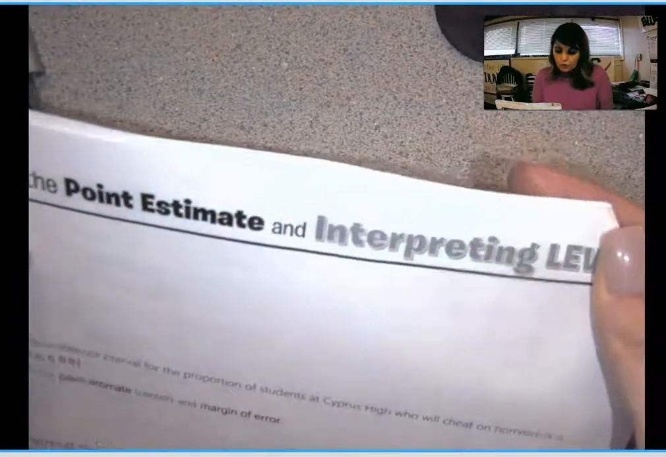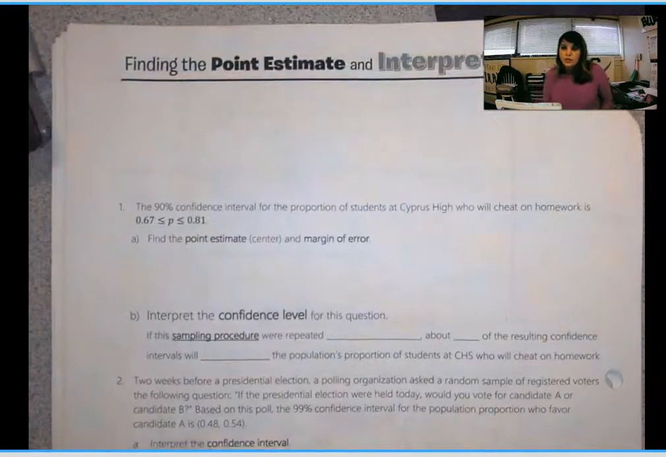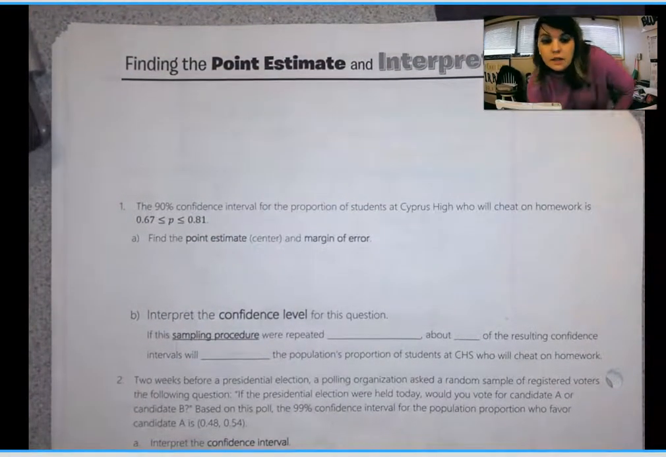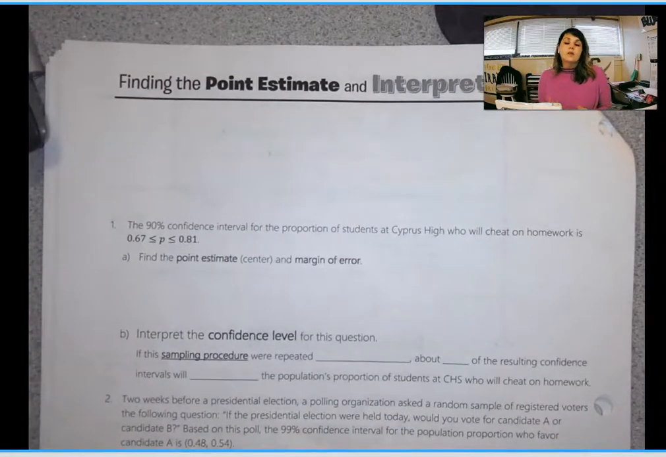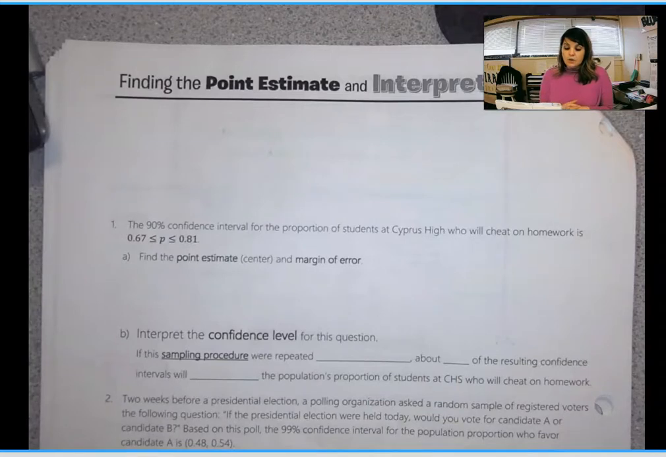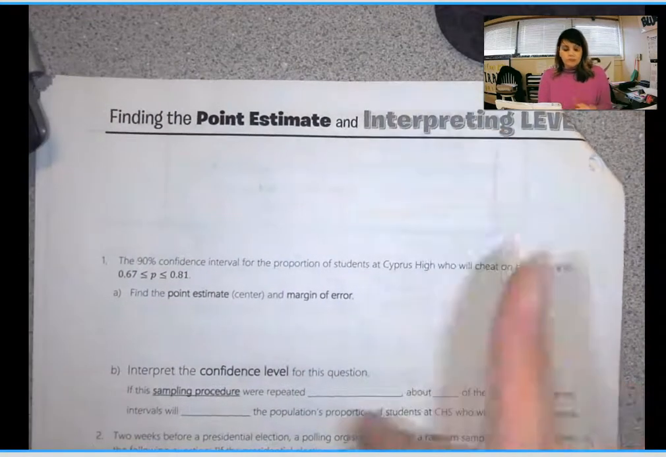Okay, we're in the home stretch for lesson 60. This is the last part of this lesson. We are going to look at confidence intervals and find the point estimate and the margin of error, and we're also going to talk about how to interpret a confidence level.